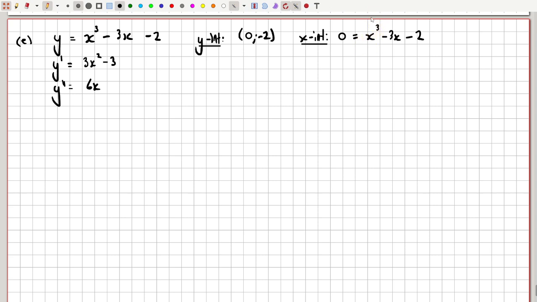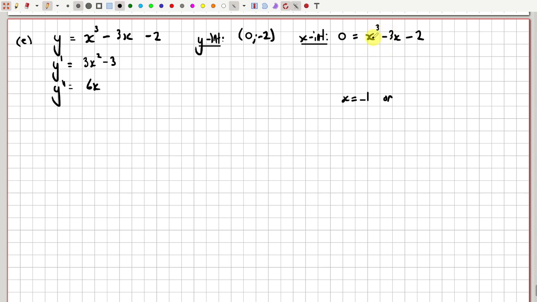Next up, we'll try x equal to negative 1. Negative 1 to the power of 3 is negative 1. Negative 3 times negative 1, that's going to be plus 3. So negative 1 plus 3, that's plus 2. And plus 2 minus 2 is 0. So we see that x equal to negative 1 is a solution.